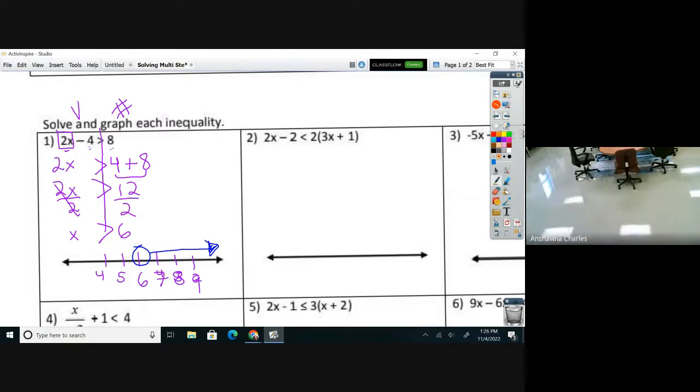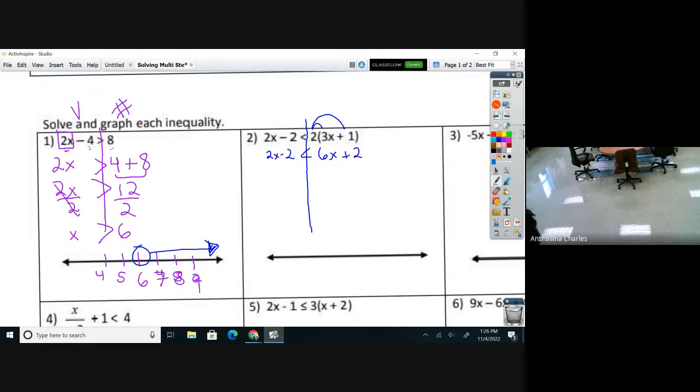Let's look at number 2. If you feel like you kind of know how to do this, pause it and see before I do it. All right, so first step, draw my line through the inequality. Then, if I have parentheses, I need to distribute. So I'm just bringing this down. 2x minus 2 is less than 2 times 3 is 6x. And 2 times 1 is positive 2.